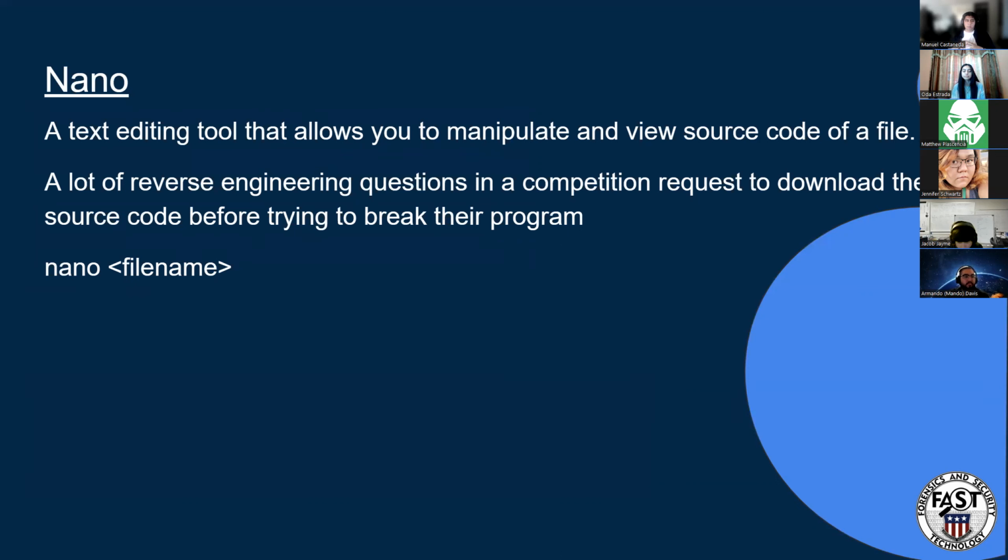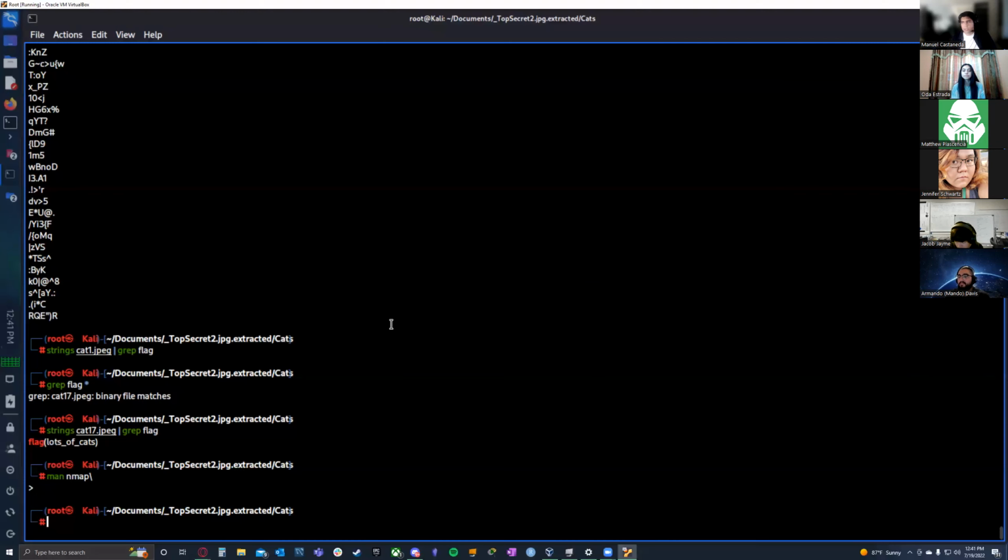For example, I use this example quite a bit. In reverse engineering questions, let's say you get a question on, hey, can you view the source code on something and try to break this program? Well, naturally they'll be like, here's a source code, try to break it. You can use nano to view that code on your terminal, mess around with it, do whatever you need to do, save it, just all sorts of stuff. Let me show you guys quickly what that looks like.